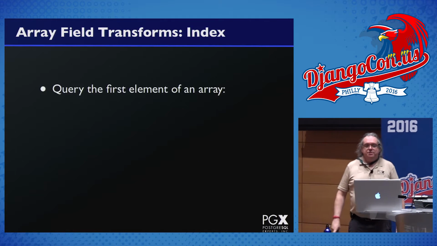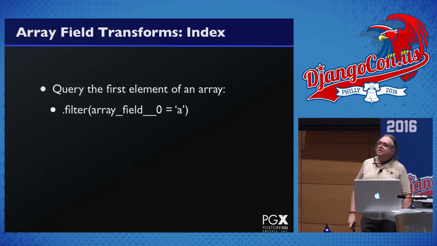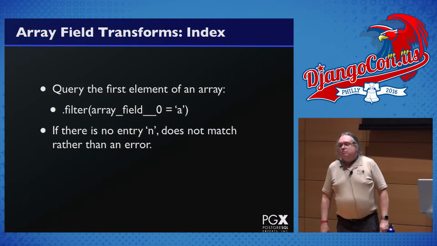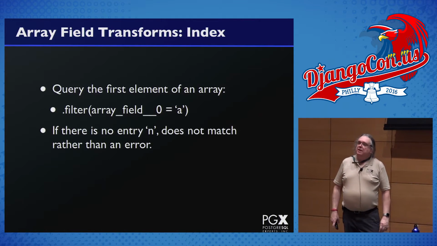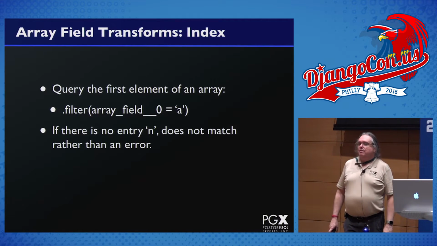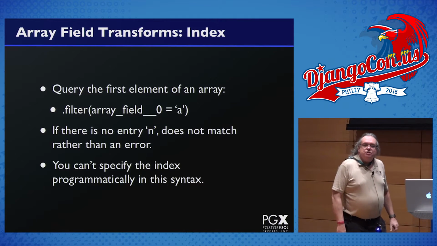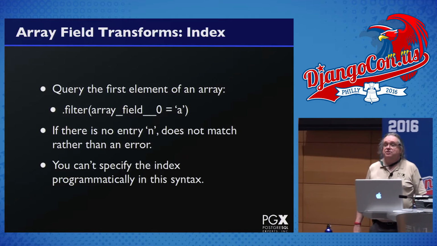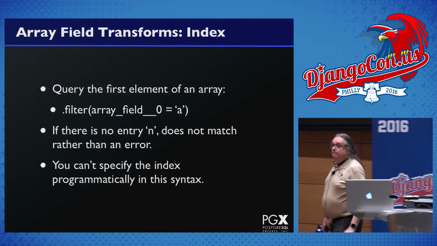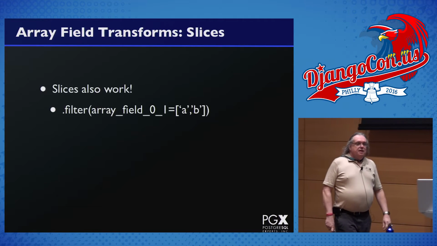We also have transforms, such as I want to find everything where the first element, the 0th element, is A. The one nice thing about this is if it's walking through this and you're saying find me the 12th element and there's an array field that only has 7 elements in it, it'll just say false. It won't return an error, so you don't have to write fancy trapping code for that. One downside is unless you use kwargs, you can't specify the index, the zero in this case, programmatically because it's baked into the parameter.